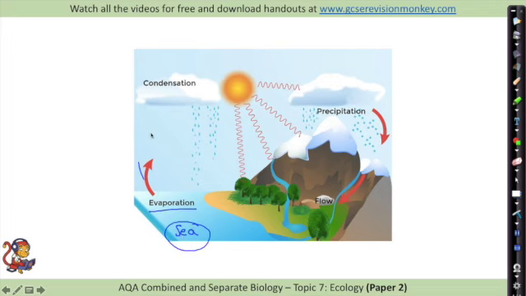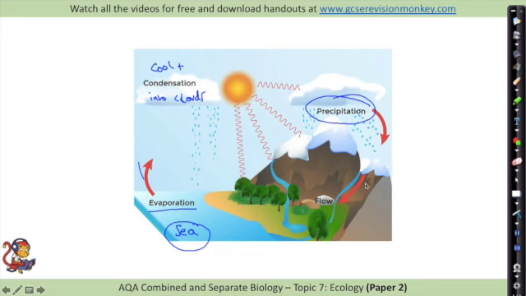That water would evaporate, and when it gets higher up in the atmosphere, it would cool down and condense into clouds. So we've got first evaporation and then condensation. As those clouds move around, at some point they will then turn into rainfall, and this is called precipitation, and that rain will fall back down onto the earth.